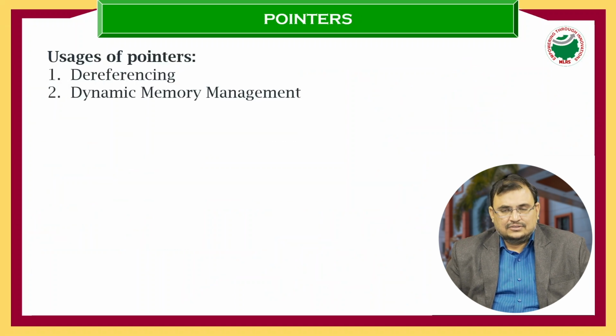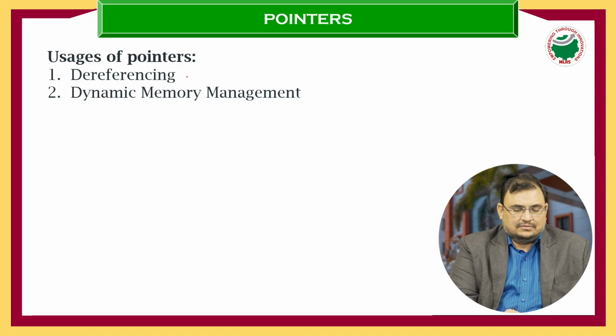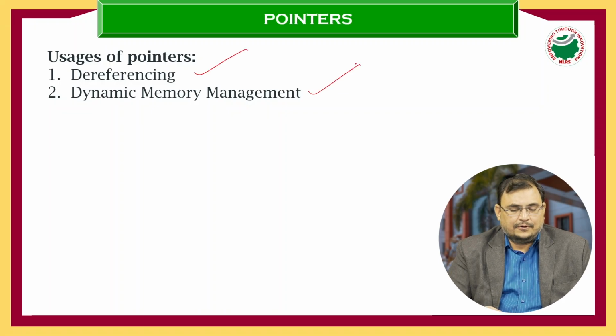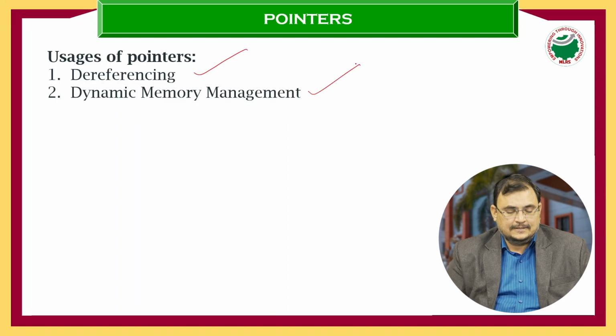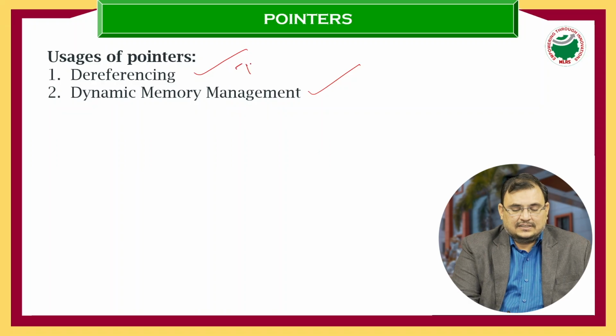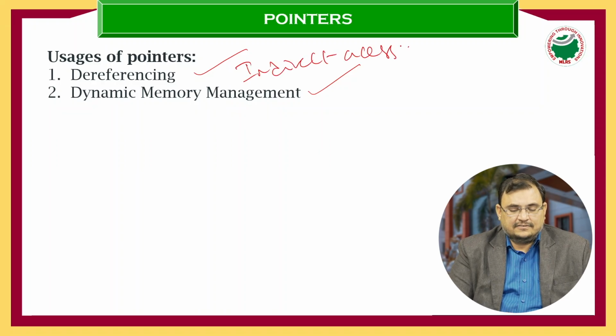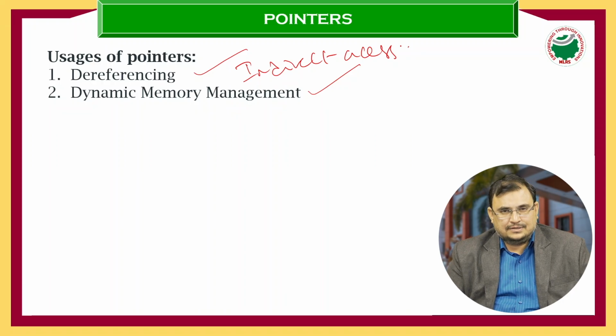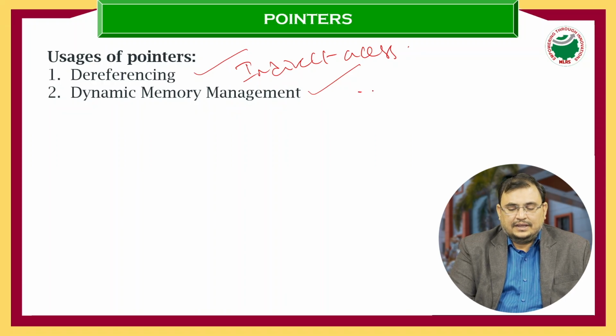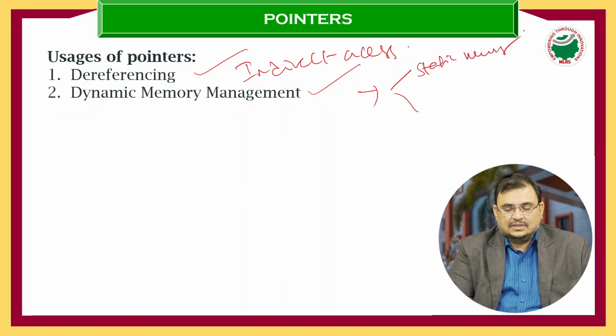So here, we can use pointers for two purposes basically. One is called dereferencing, that is called indirect access. Another one is for dynamic memory management. Memory can be allocated in two ways. One is called static memory allocation. Another one is called dynamic memory allocation.